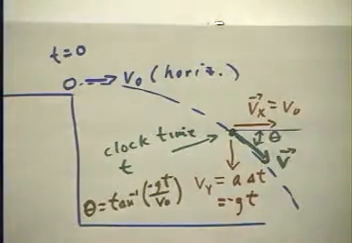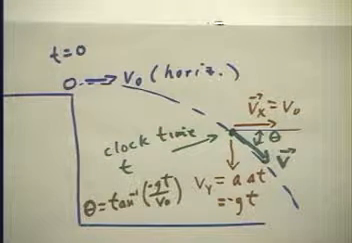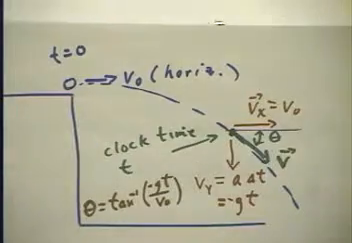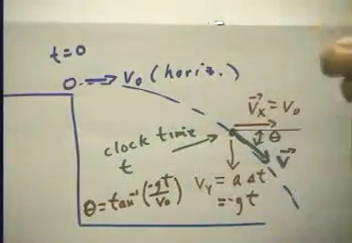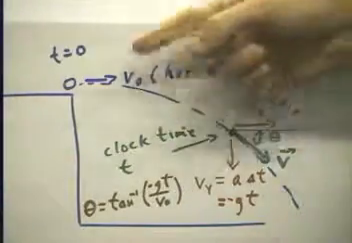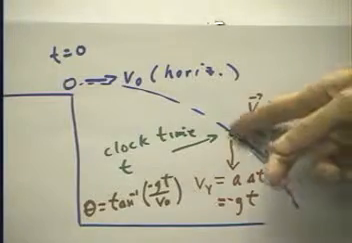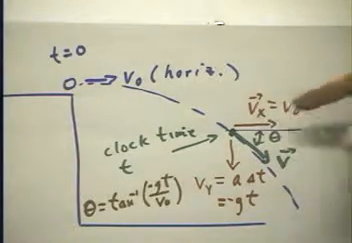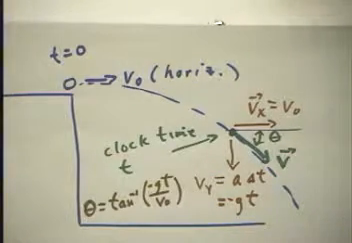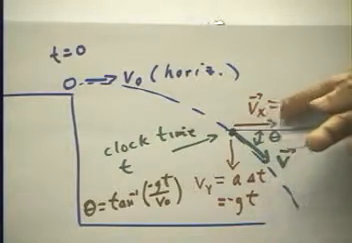Now the text phrases this as derive an expression for the magnitude and angle. Actually, I think it's just for the angle of the velocity at clock time t, if it starts at t equals 0 with horizontal velocity v0. Well, this isn't hard. The x velocity is always going to be the same, v0. Now, it's not easy, but in light of what we've just been through, it's not hard. So the x velocity is v0.